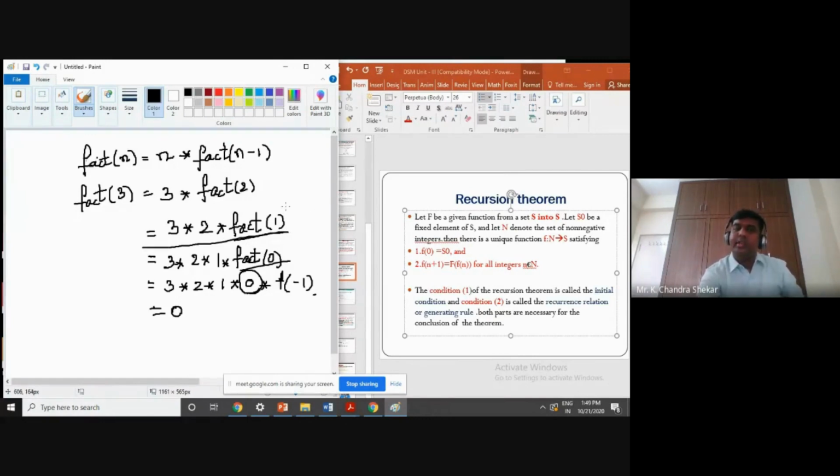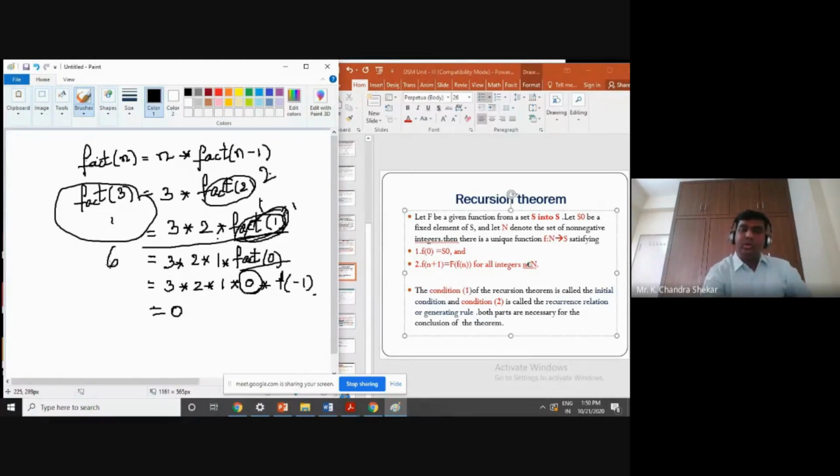Say for example, I say that fact of 1 equal to 1. If I want to stop at fact of 1 equal to 1, then I simply stop at this step itself, so that the entire factorial of 1 is given as 1. Then 1 into 2, this part becomes 2, and 2 into 3. So finally fact of 3 will result in the value 6.